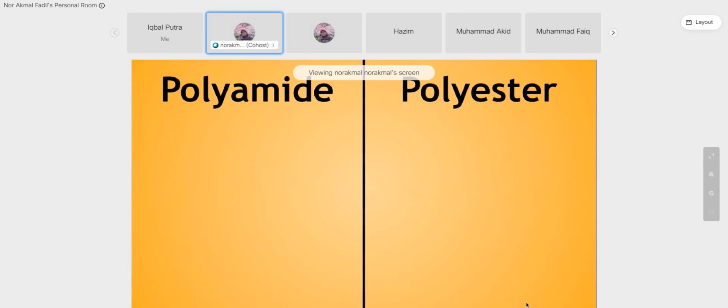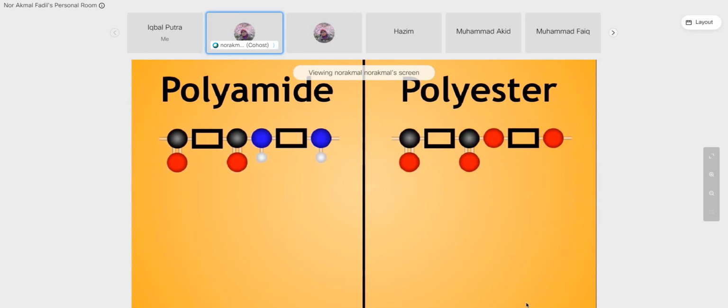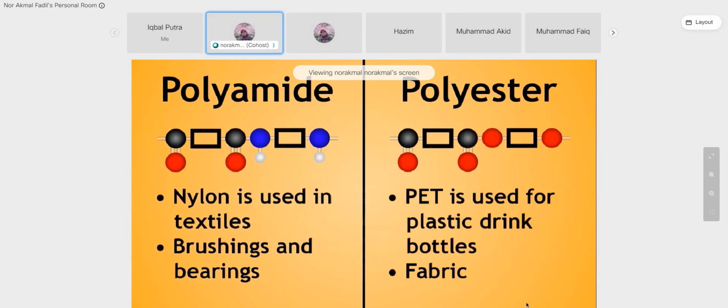Now, at the end of this tutorial, you should understand what condensation polymers are and be able to give examples of polyesters and polyamides along with their uses.